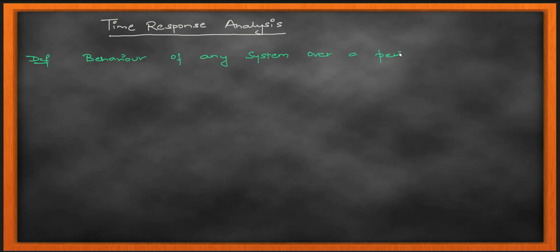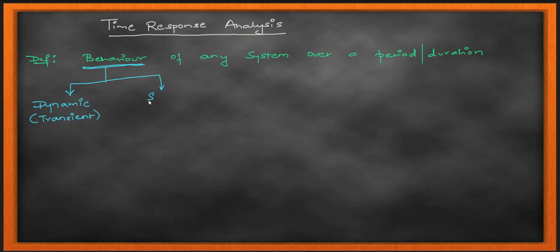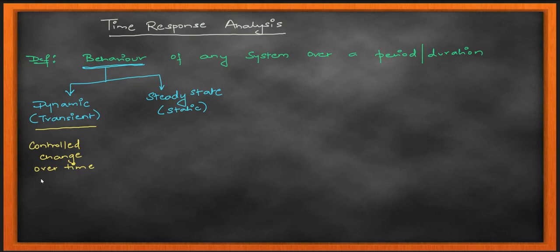To define what time response is, it is nothing but the behavior of a system over a time period or a duration. The behavior of the systems can be categorized into two. It can be either a steady state behavior, where your output is constant over an interval of time, or it can have a dynamic or a transient behavior. So we're going to see time response for both the steady state as well as your transient systems in this unit.